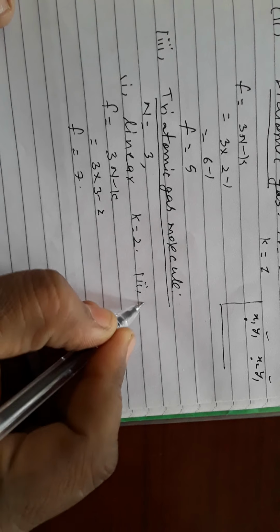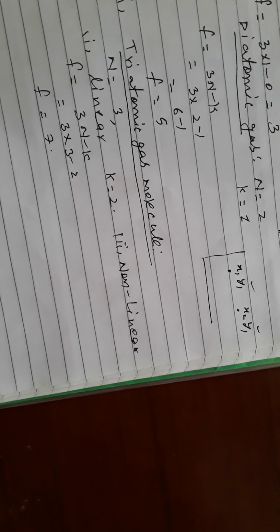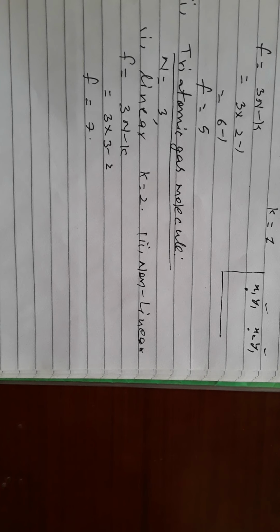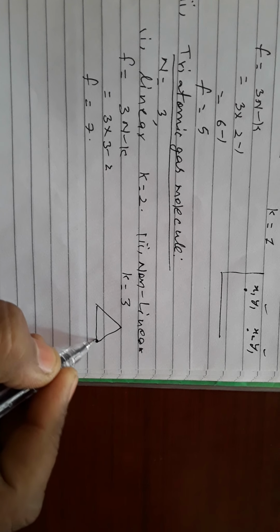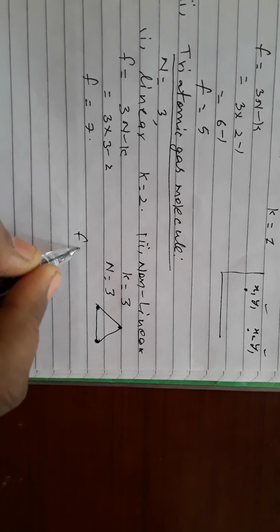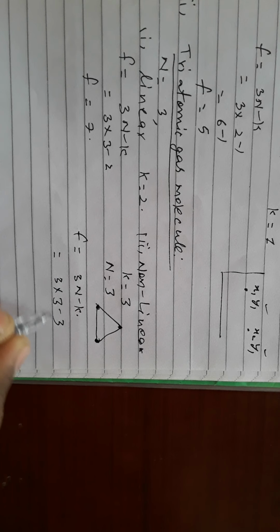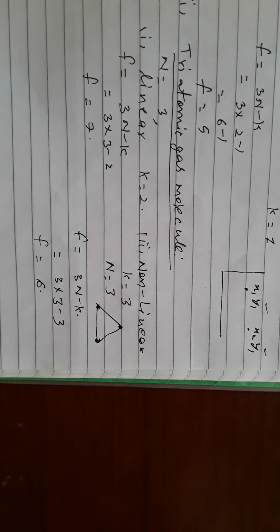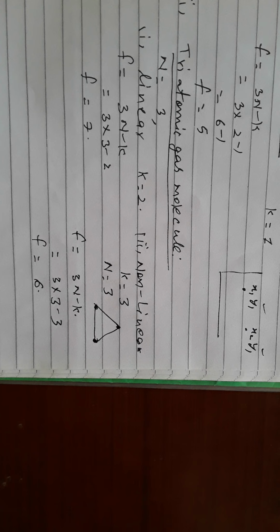Second is non-linear. Here K is equal to 3. For example, triangle, n is equal to 3. F is equal to 3n minus K, 3 into 3 minus 3. So F is equal to 6. For the linear, degree of freedom is 7 in the triatomic, and for the non-linear, degree of freedom is 6 for the triatomic gas molecule.